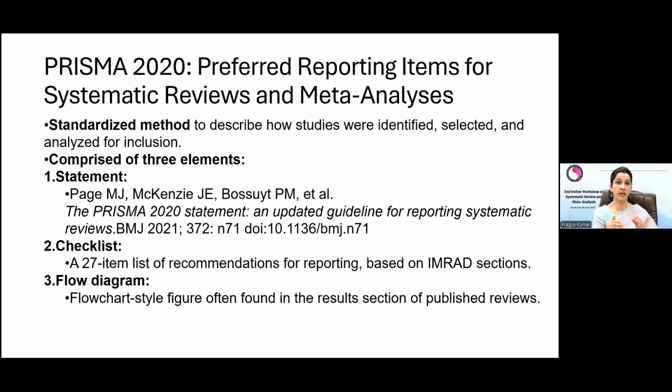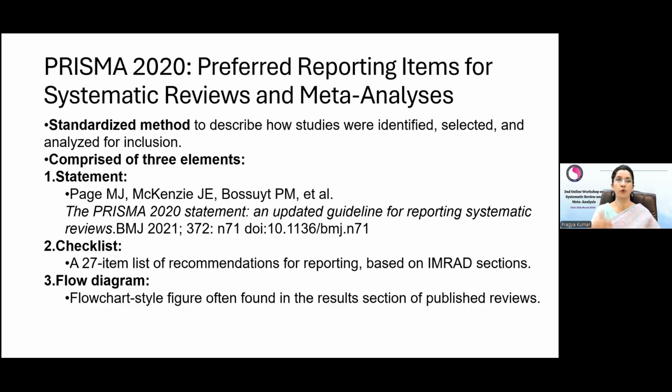Again, this PRISMA is not a guideline for how you should conduct your meta-analysis. This PRISMA is only for reporting. How you have to report means when you are drafting your manuscript, how you have to report. So that is the PRISMA guideline, which is based on a 27 item checklist, and we have given it in the shared drive also, for reporting the abstract also, because it has got a reporting format for abstract also.